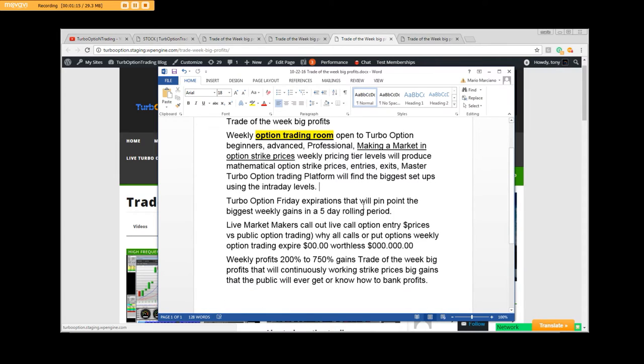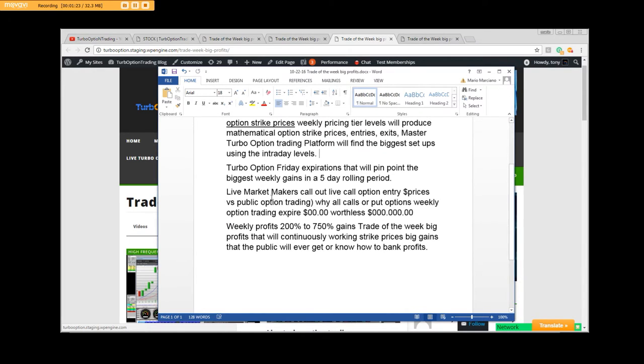Turbo option Friday expirations are going to be the biggest day. However, we're dealing with the biggest weekly gains in a 5-day rolling period. The live market makers call out live call option entry prices versus the public option trading. While all calls and puts in weekly options trading expire worthless.